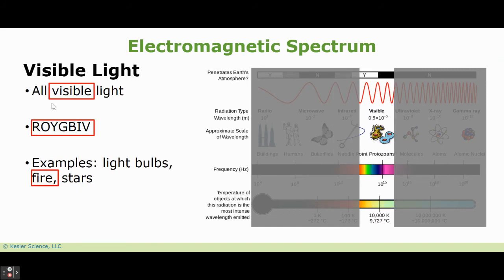And then visible light. So this is what we can see as humans. Humans can see visible light. And then it has ROY G. BIV here, which is the colors red, orange, yellow, green, blue, indigo, violet. And some examples are light bulbs, fire, and stars.